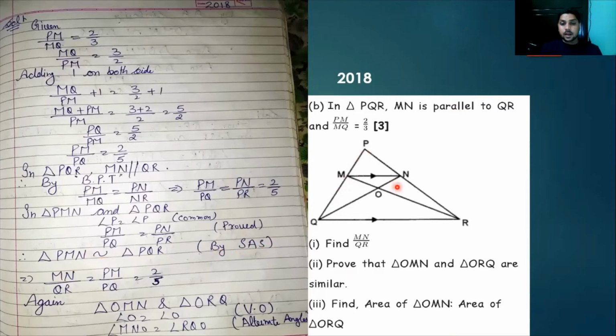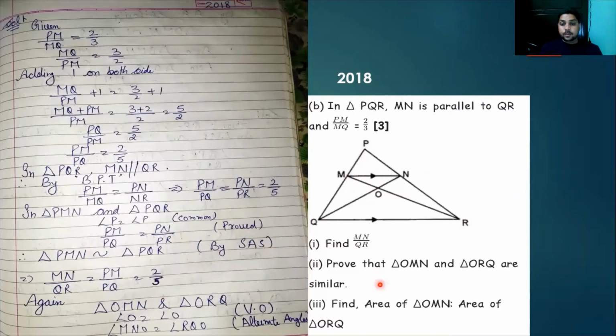This side, angle and this side. So we can say that triangles are similar. That means their corresponding sides will be in proportion. That means the third side, MN ratio QR, will be equal to 2/5.